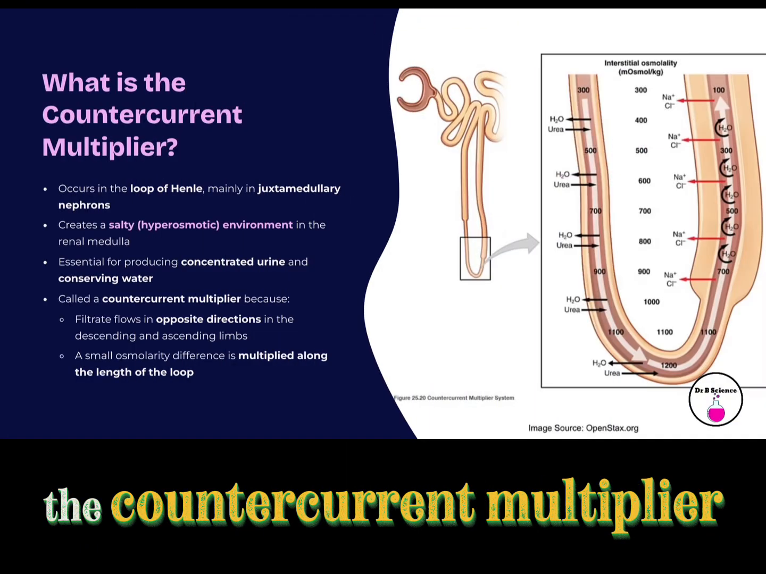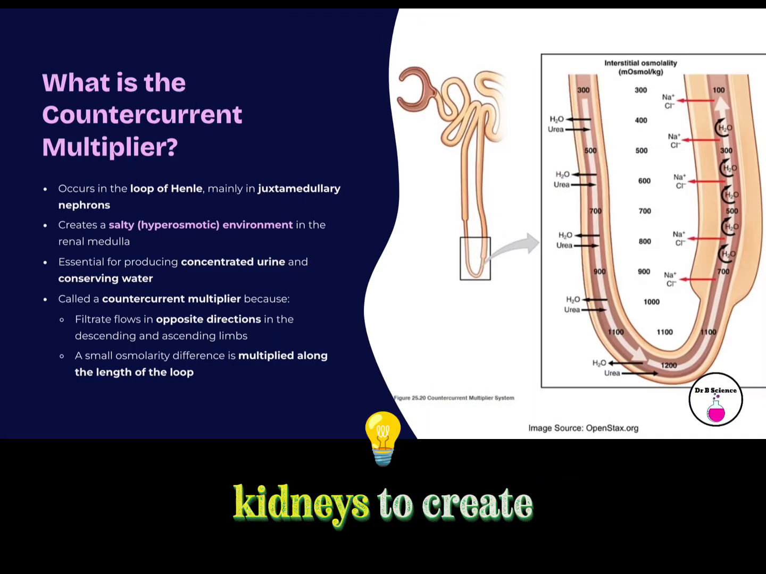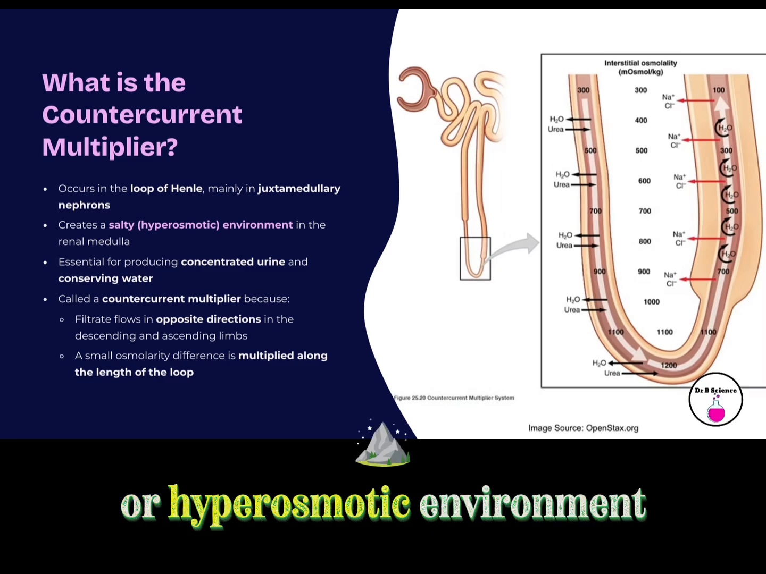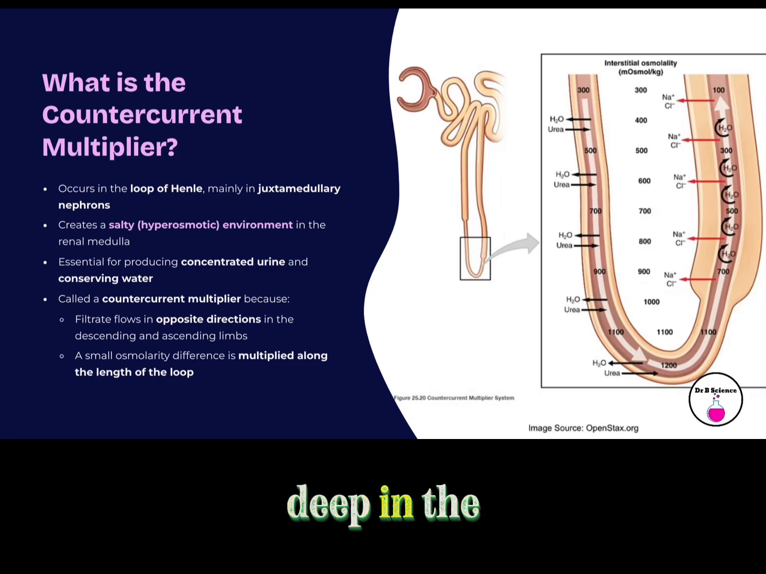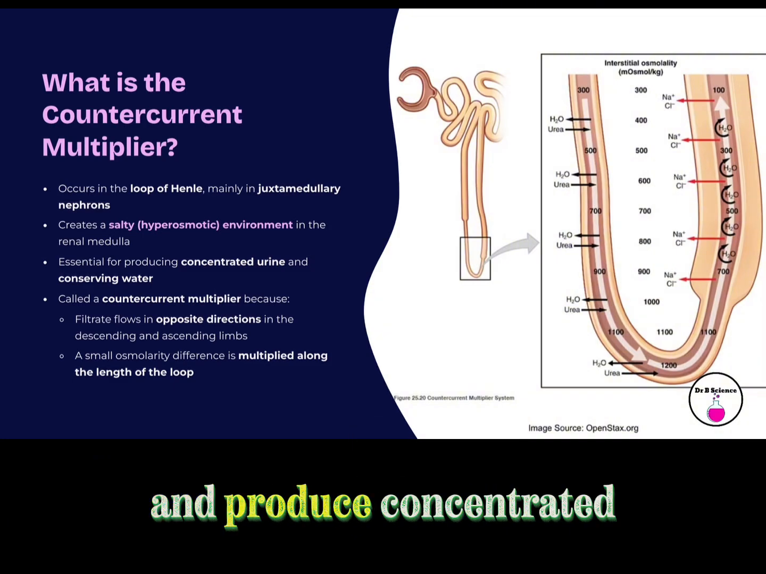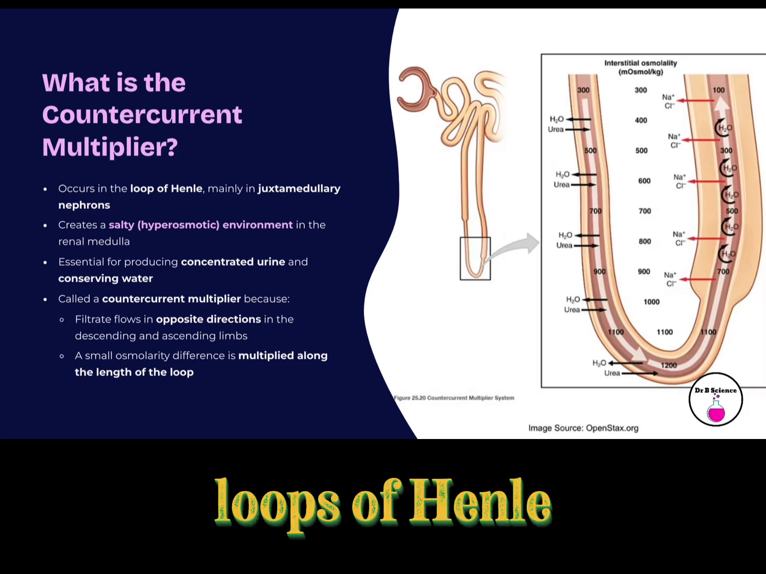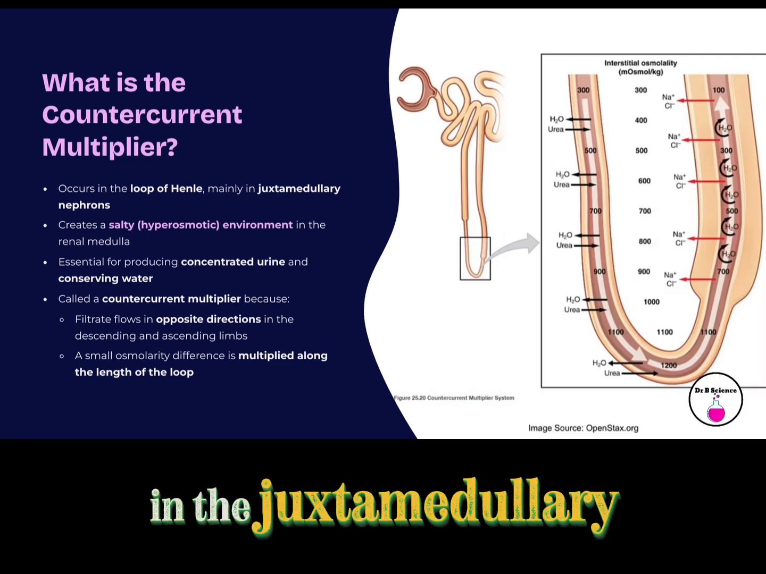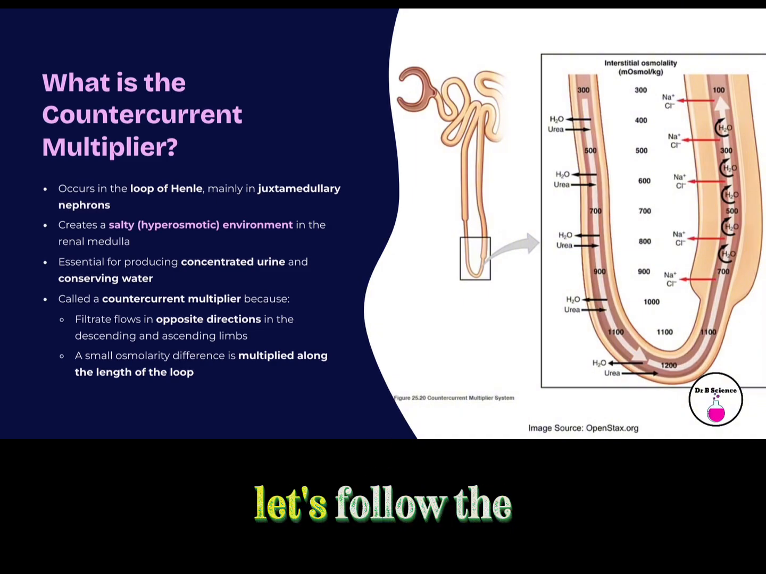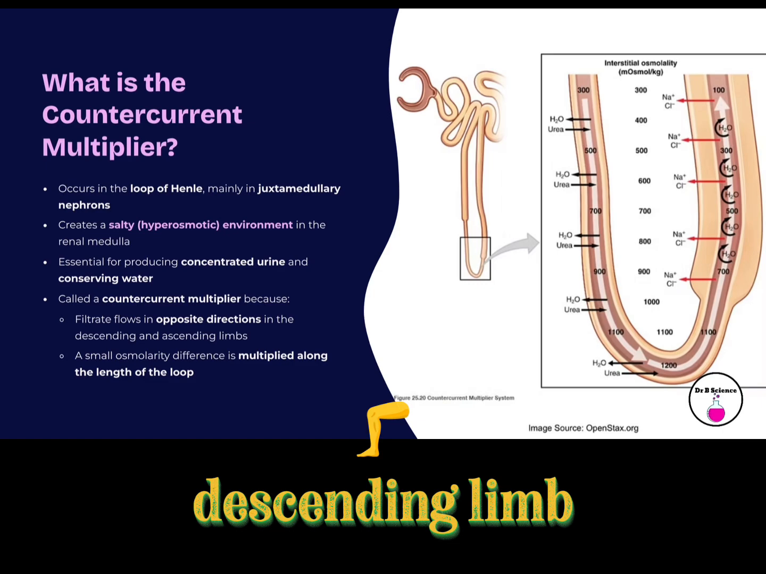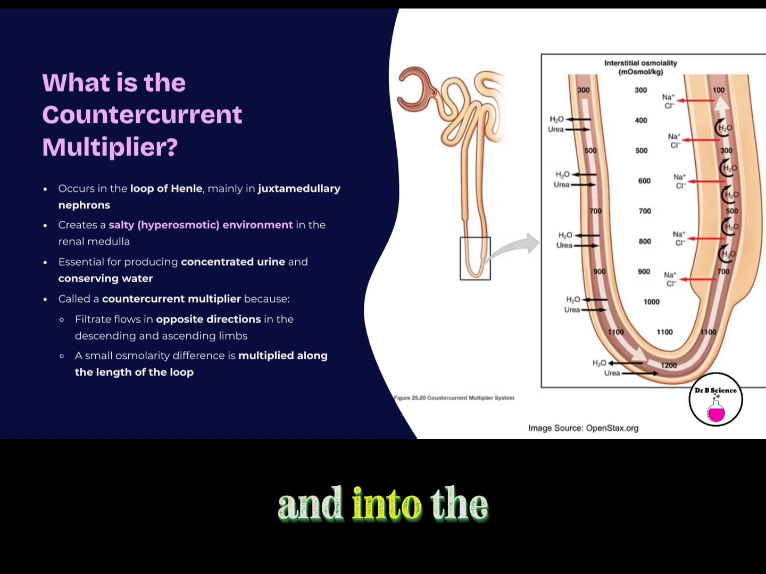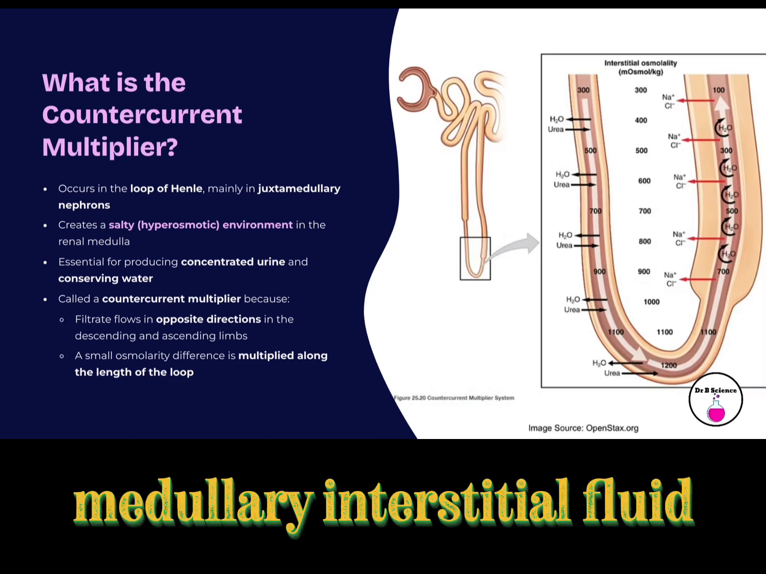The countercurrent multiplier is a system that allows the kidneys to create a salty or hyperosmotic environment deep in the medulla. This gradient is absolutely essential for the body to conserve water and produce concentrated urine. It happens mainly in the long loops of Henle in the juxtamedullary nephrons. To understand it, let's follow the filtrate step by step through the descending limb, the ascending limb, and into the medullary interstitial fluid around them.